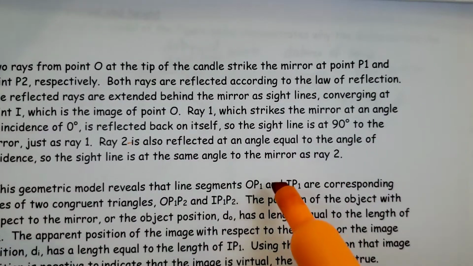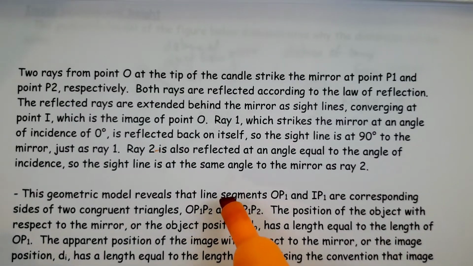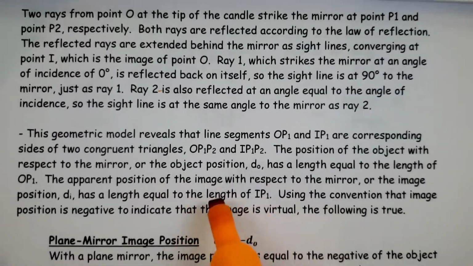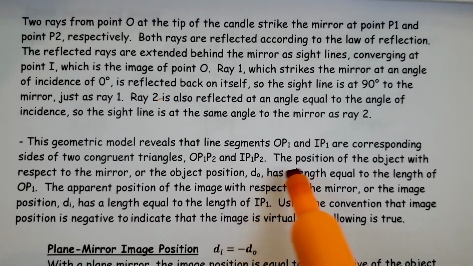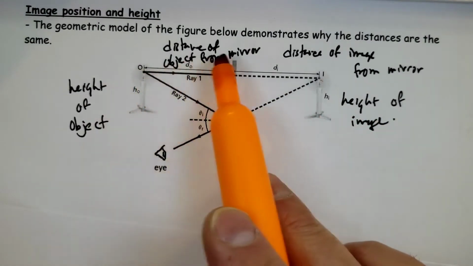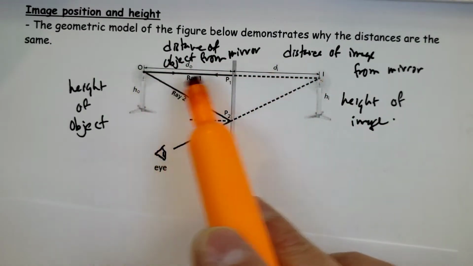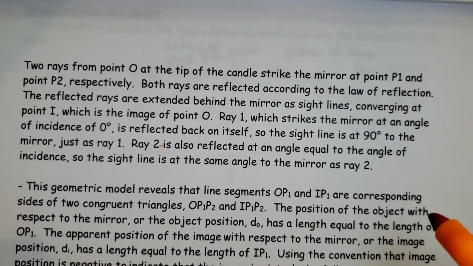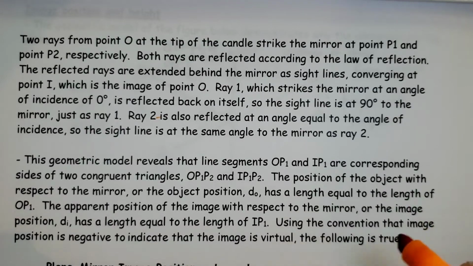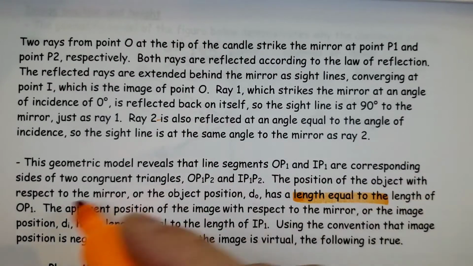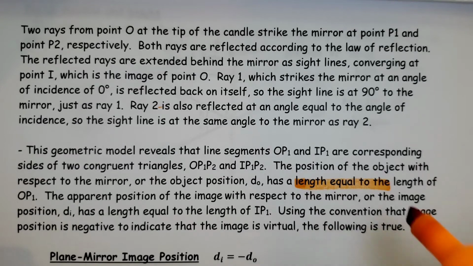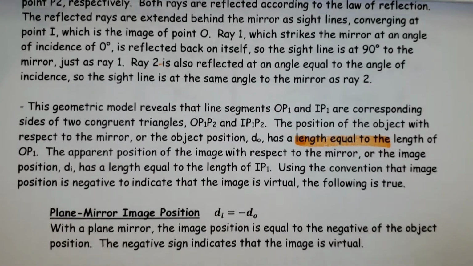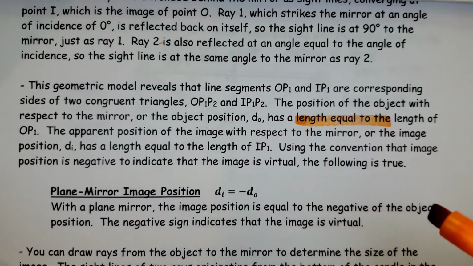Ray 2 is reflected at an angle equal to the angle of incidence, so that the sight line is at the same angle to the mirror as ray 2. This geometric model reveals that line segments OP1 and IP1 are sides of two congruent triangles. The object position, with respect to the mirror, has a length equal to the length of OP1. The apparent position of the image with respect to the mirror, or the image position DI, has a length equal to IP1. Using this convention, image position is negative to indicate the image is virtual.